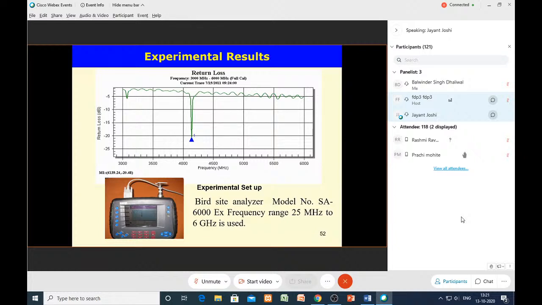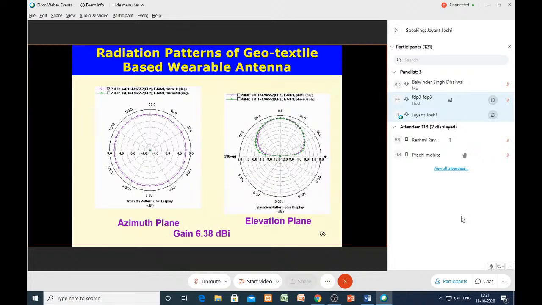As an antenna researcher, I want to convey to you: you might have a vector network analyzer in your laboratory, but as a presenter it is my duty and responsibility to convey this message to my participants, that you should always take care of the calibration of your vector network analyzer. Sometimes it may require hardware calibration, sometimes software calibration, but take care of that. This is the gain of 6.38 dBi that we got here.